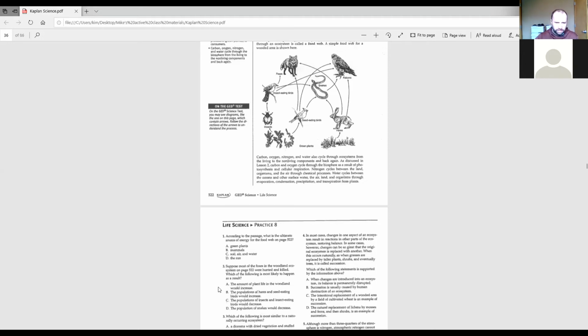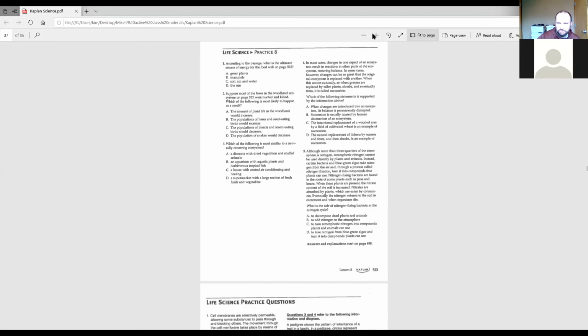And again, we looked at A, and that indirectly could be something that might happen, but the best and easiest choice here is B. The population of hares and seed-eating birds would increase. If there were no foxes to prey on them, then their populations would go up. Okay? All right. Let's zoom back in and look at number 3.